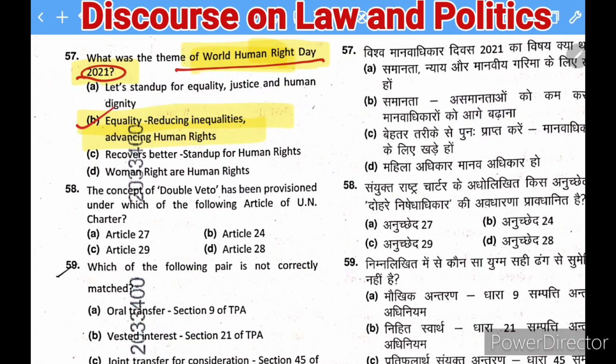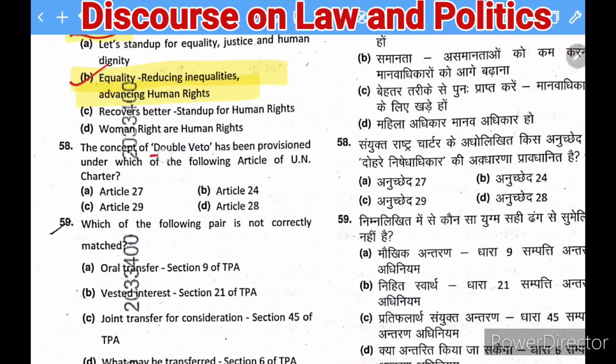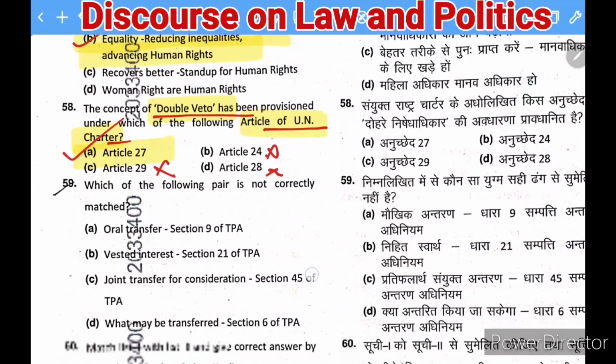Okay. Now moving to the next question. The concept of double veto has been provisioned under which of the following articles of the UN Charter? It is about the double veto under the UN Charter. So let's start. The options which are given: Article 27, Article 24, it is not. Article 28, it is also not. Article 29, it is not. The right answer of this one, double veto, is Article 27. So this is how you can find the correct answer.